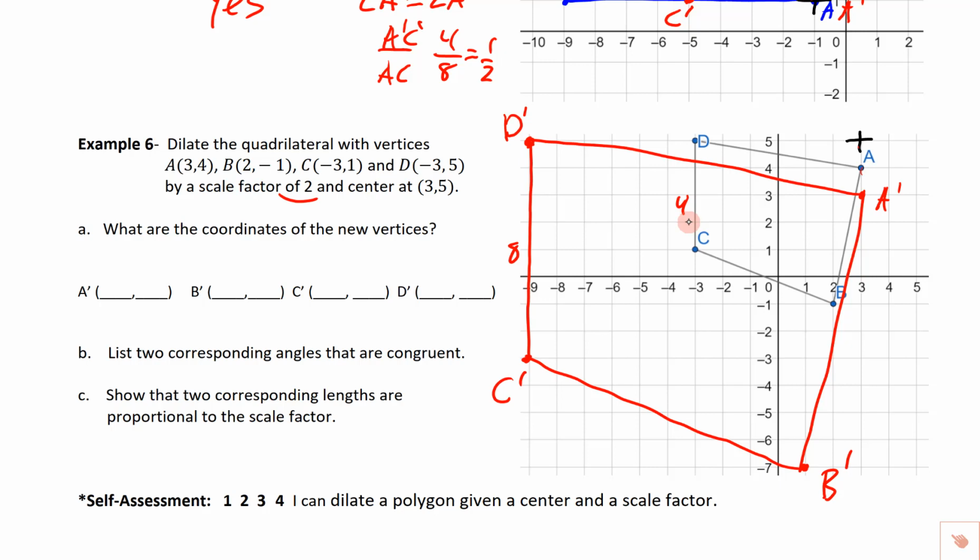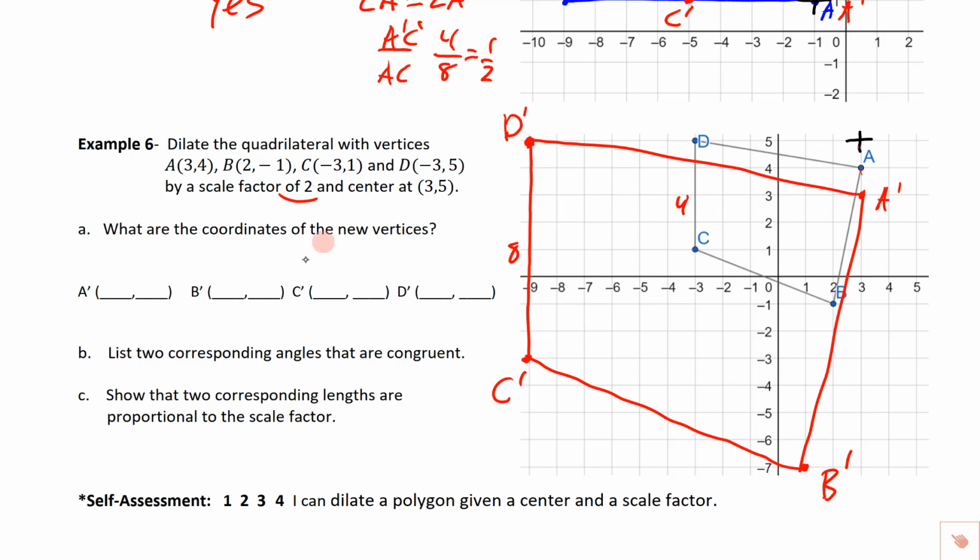And then another thing that we can notice, now we don't have any right angles or anything nice like that, but this is vertical and that's vertical. And if we were to check the slope of this line right here and the slope of this line right here, so the slope of DA, if you were to check that, it would actually match up with the slope of D prime A prime. So we should be in good shape.